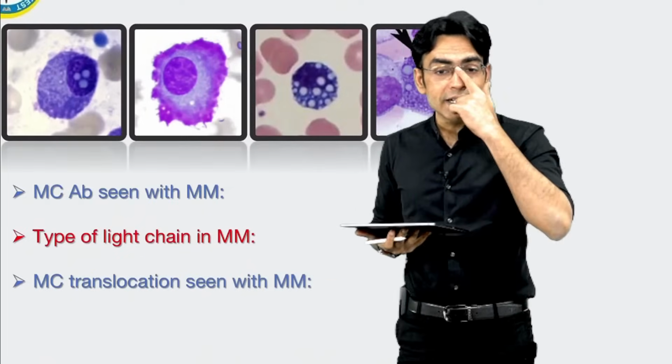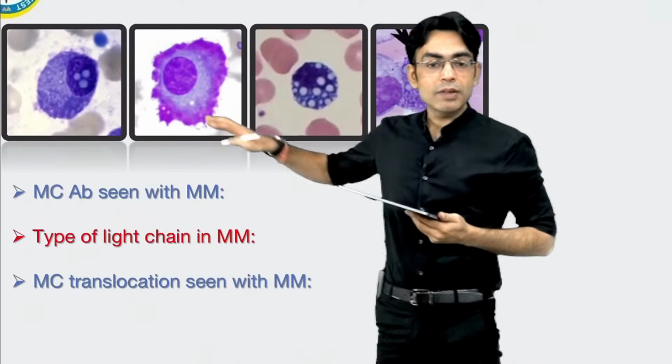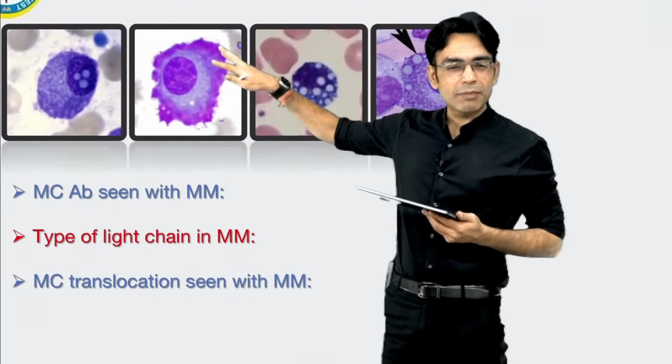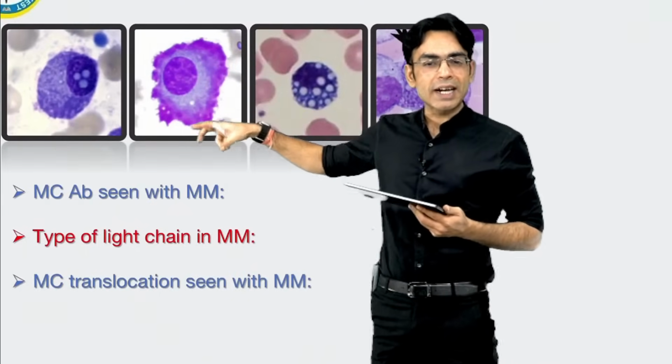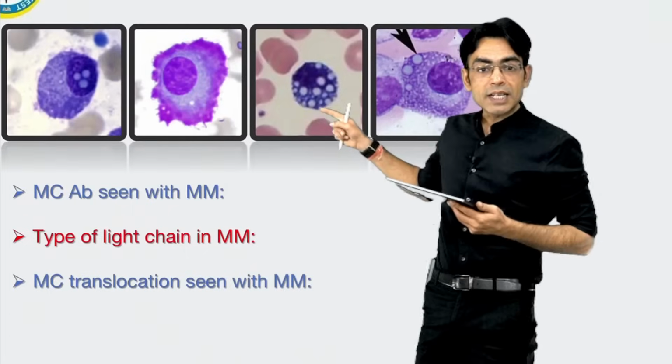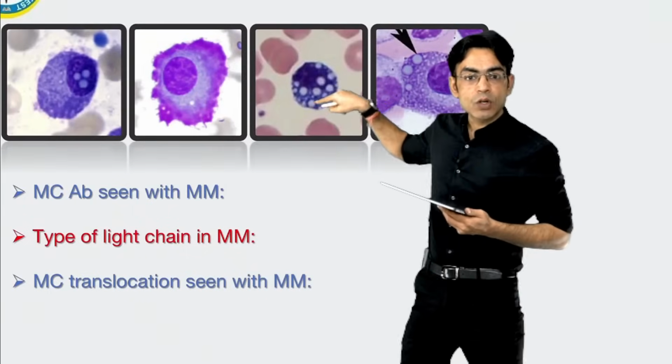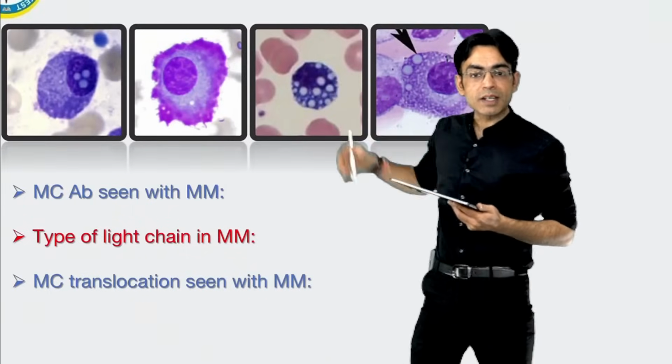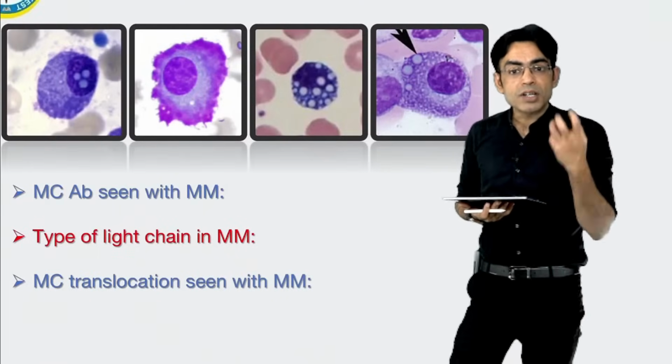So D for daddy, D for Dutcher. Whenever, due to M protein deposition, the plasma cell becomes like a fire kind of a thing, it's a flame cell. What is this? You are getting a lot of vacuoles inside the cytoplasm of the plasma cell, and this is a MOT cell.